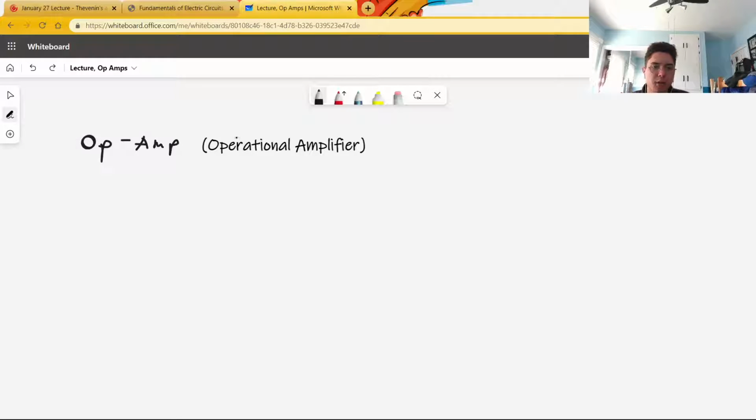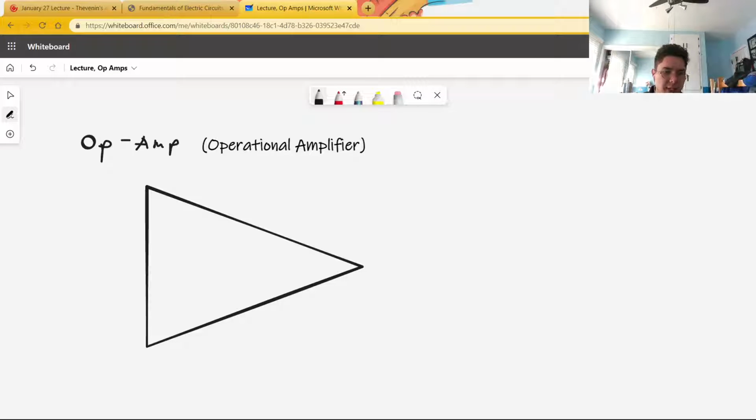The op-amp, or operational amplifier, can be thought of as a voltage-controlled voltage source. It uses the voltage elsewhere in the circuit to control a voltage source that basically amplifies that voltage. An op-amp is usually modeled as a triangle. There are two inputs, and inside there is a wire between them.